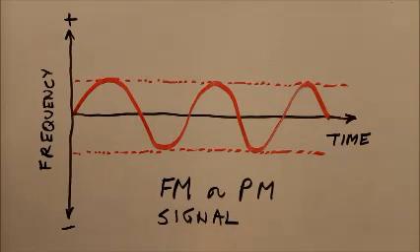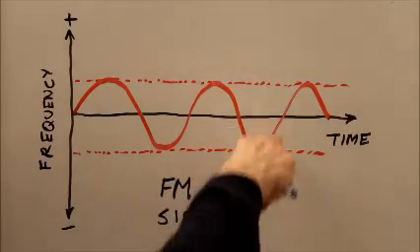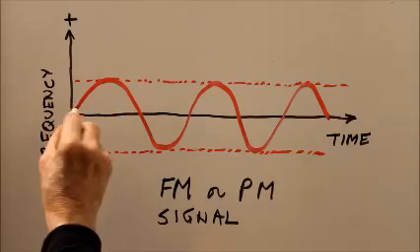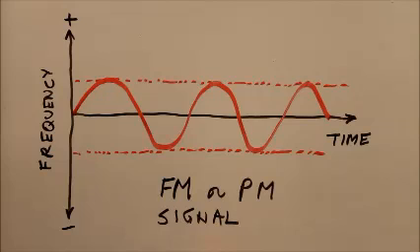Now remember, in the case of phase modulation, a change in phase is always attended by a change in frequency, and a change in frequency is always attended by a change in phase. The two are not exactly identical technologies, but they produce very similar results. The deviation is the extent to which the signal goes above and below the center or unmodulated carrier frequency, which is the timeline in this graph. This is a graph of frequency versus time for an FM or PM signal.